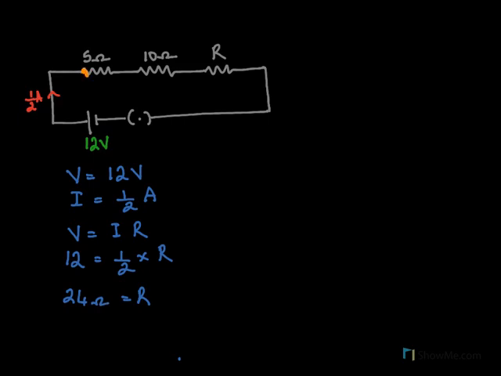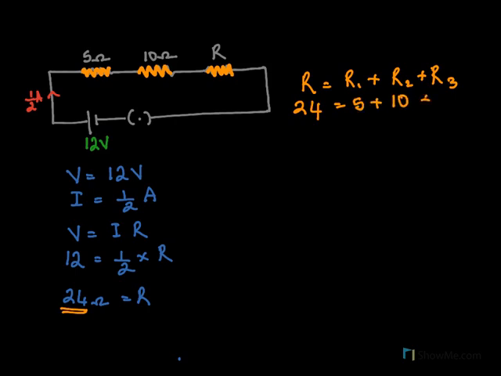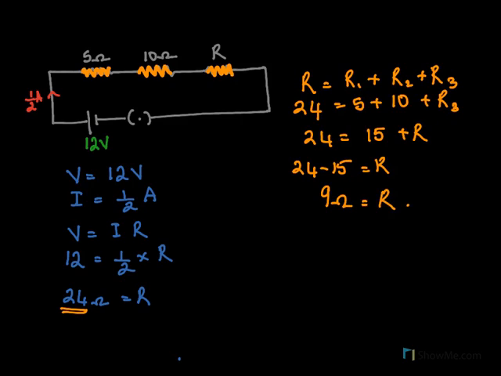Now the resistance of this circuit is equal to 5 ohms plus 10 ohms plus R, because they're all connected in series. So R equal to R1 plus R2 plus R3. Now we know the R is 24 because we calculated here 24. R1 is 5, R2 is 10, and the R3, that is R, we need to find. So 24 equal to 15 plus R, and R equal to 24 minus 15, which is 9 ohms. So here is 9 ohms.